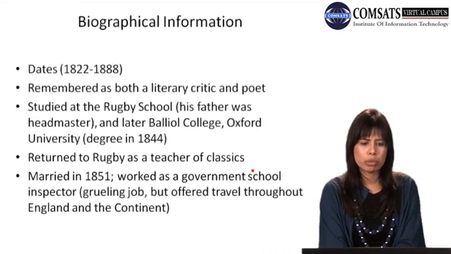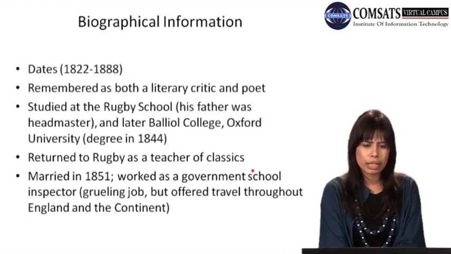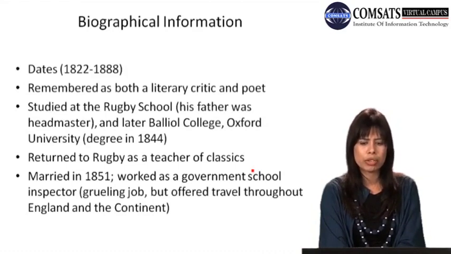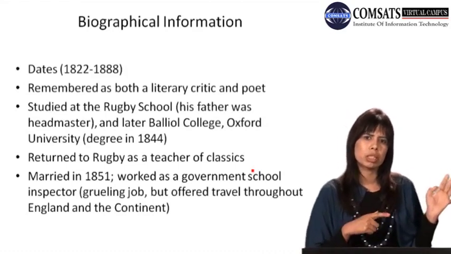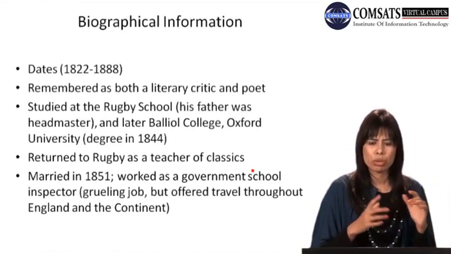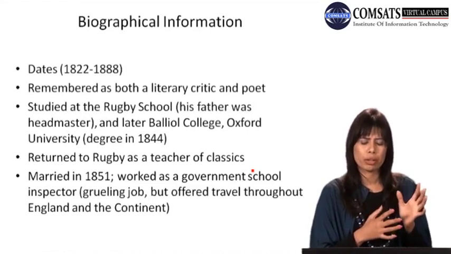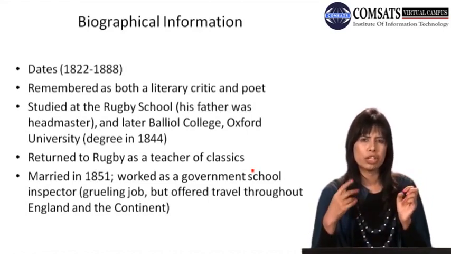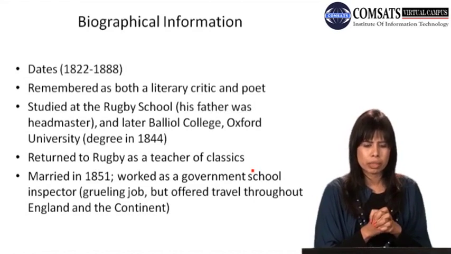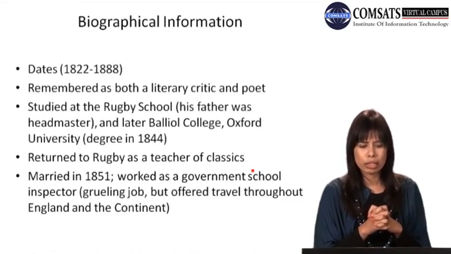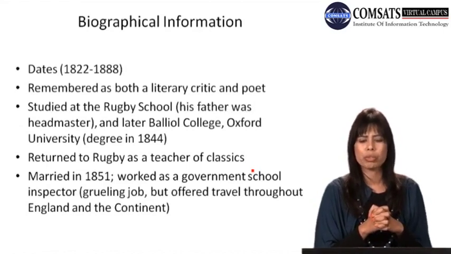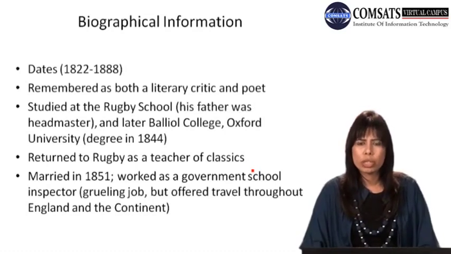Biographical information: he was born in 1822 and he died in 1888. Okay, remembered as both a literary critic and poet. So my dear students, when we talk about prose writers, we'll focus on Matthew Arnold there as well. So he is a poet plus a literary critic as well. Okay, studied at the Rugby School. His father was headmaster of that school, and later Balliol College, Oxford University, and he got his degree in 1844. So here at the age of 20 he got that degree. Returned to Rugby as a teacher of classics. So basically he got his degree from Oxford University, and then he went to Rugby again.